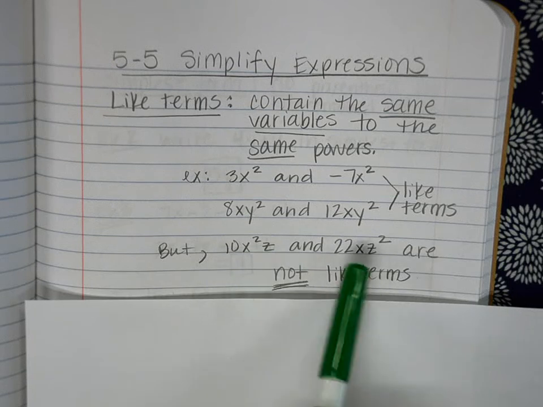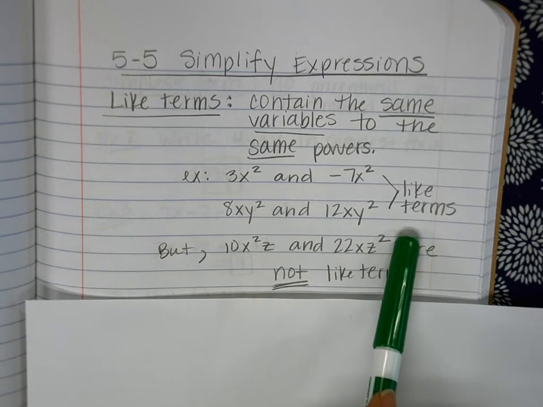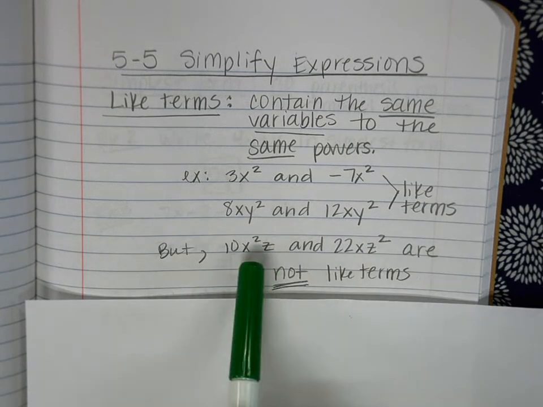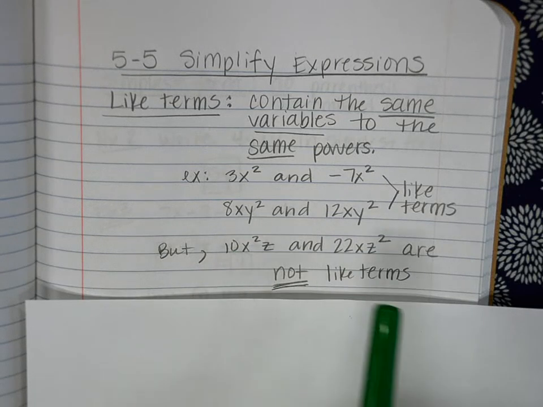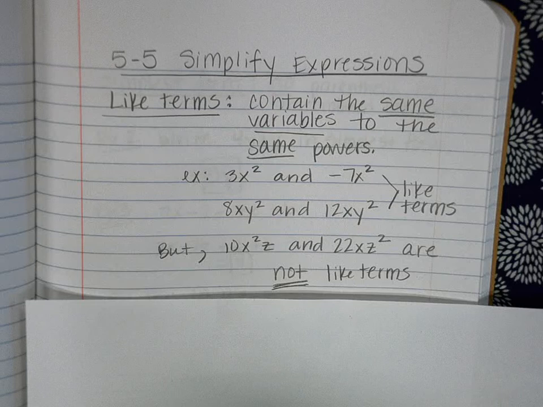10x squared z and 22xz squared are not the same. They have the same variables, but they have different powers. You see how the squared is with the x on that one and the squared is with the z on that one? So those are not like terms. So only write it down if you want an example of not, but I just wanted to show you the difference.